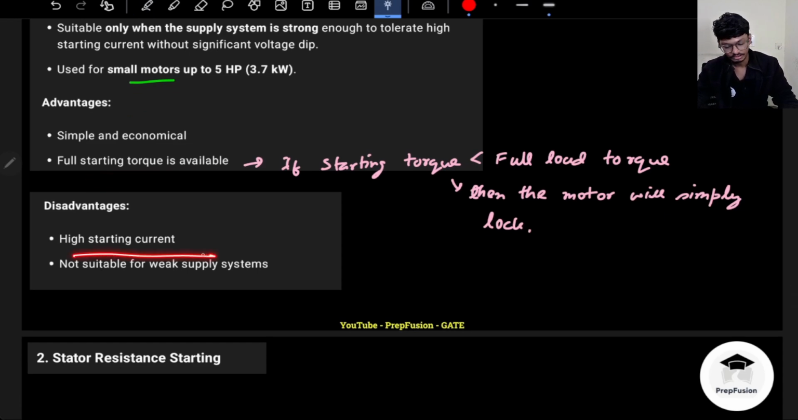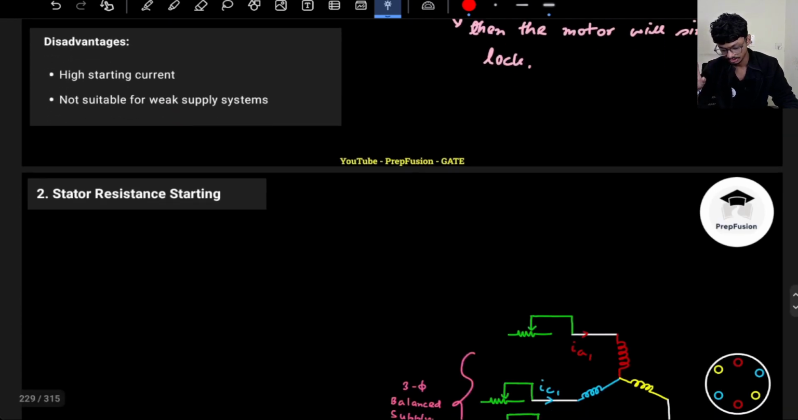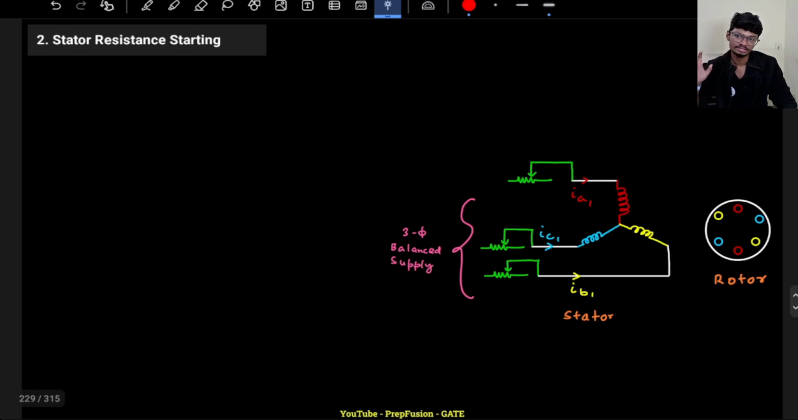Disadvantage: high starting current. It is not changing the current at all. It is not suitable for weak supply systems. If the supply system is weak and a huge current flows, then other equipment can get damaged. So that is a disadvantage. That's why for those kinds of cases, we will come to the next kind of starter.